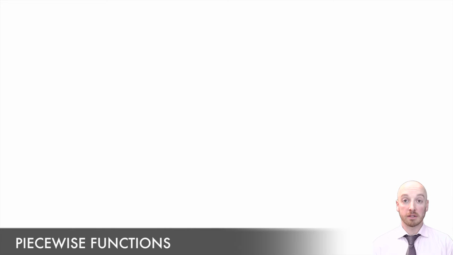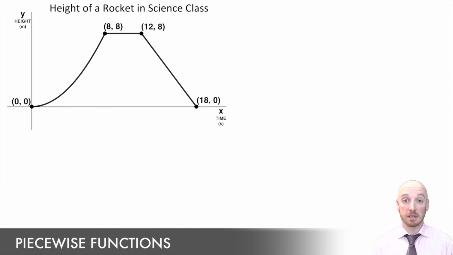So when they give us a question on piecewise functions, they're often going to give us a graph that goes with it, just like the one you see on the screen here. This one is showing the height of a rocket in a science experiment as a function of the time since it was set off. Now the graph itself is pretty straightforward. We can see the different pieces to this function. There are three of them, and we can see them pretty clearly. But the way we write out the rules for these three pieces to the piecewise function isn't quite as easy to digest.